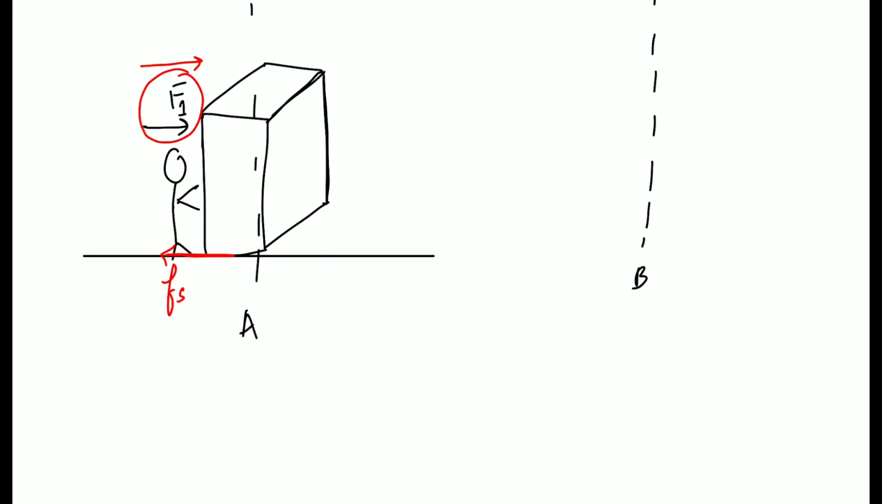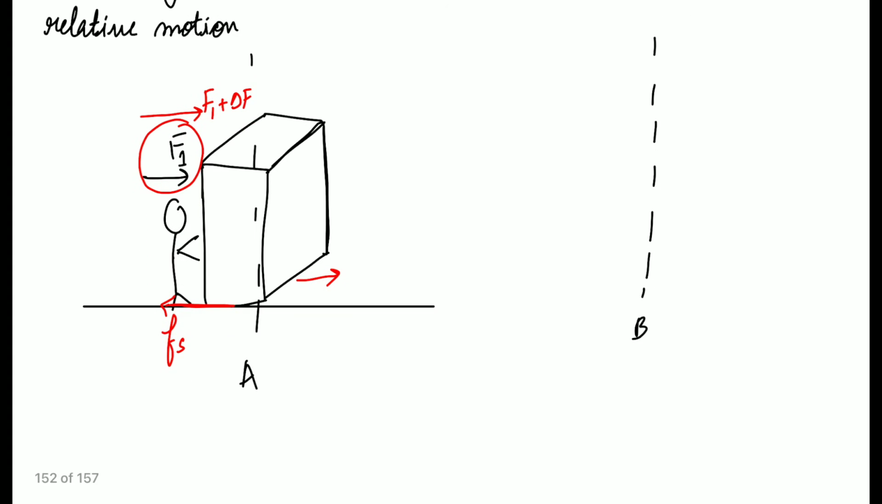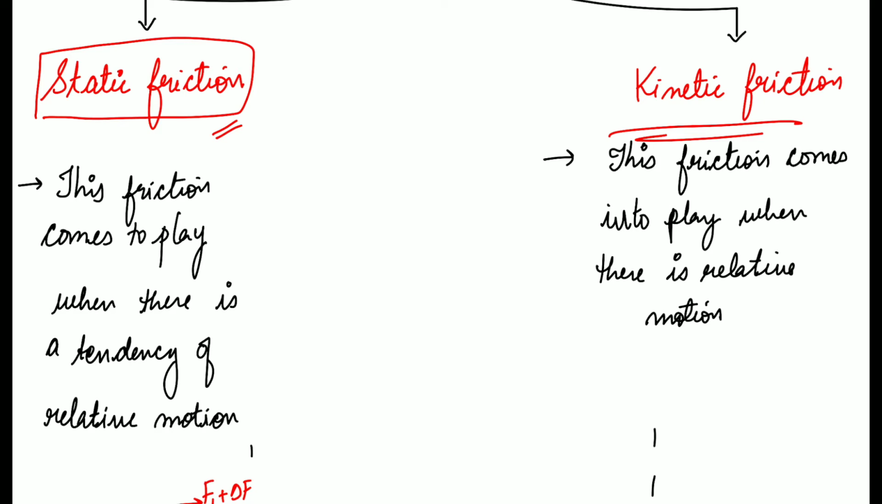Again, let's say you have applied some more force, F1 plus some delta F. The moment you have increased your force, you see that your almirah starts moving. The moment the almirah starts moving, the friction will not be static anymore, it will be kinetic friction. So your static friction is applied when there is a tendency of relative motion. Remember, the body is not moving, there is only a tendency. The moment the body has started moving, the friction is what we call kinetic friction. I hope you guys can understand.